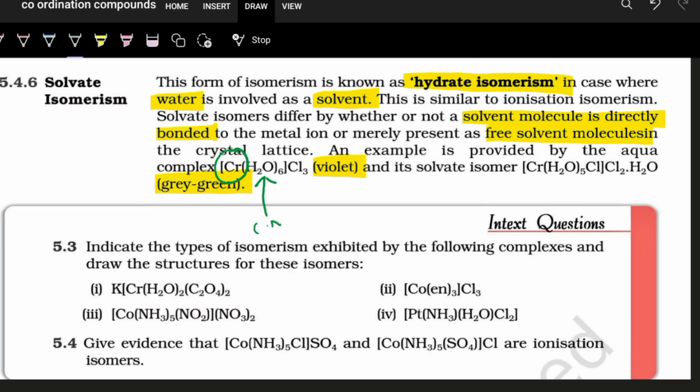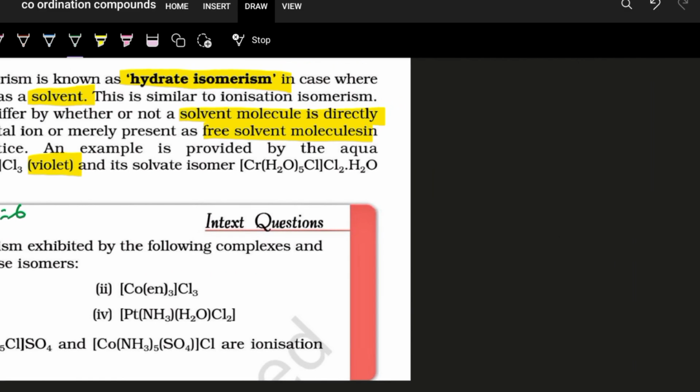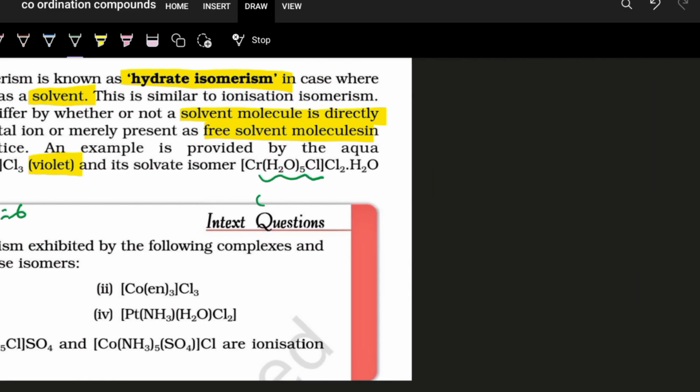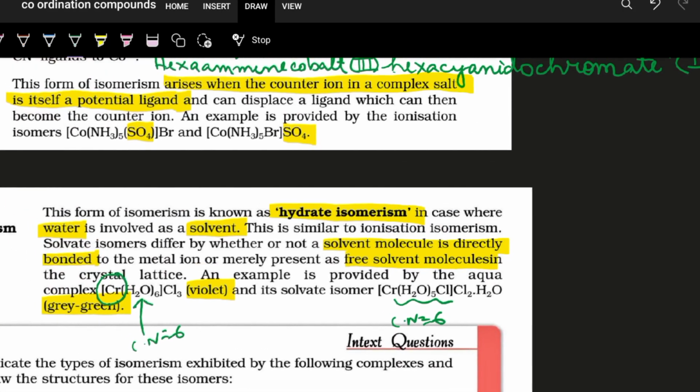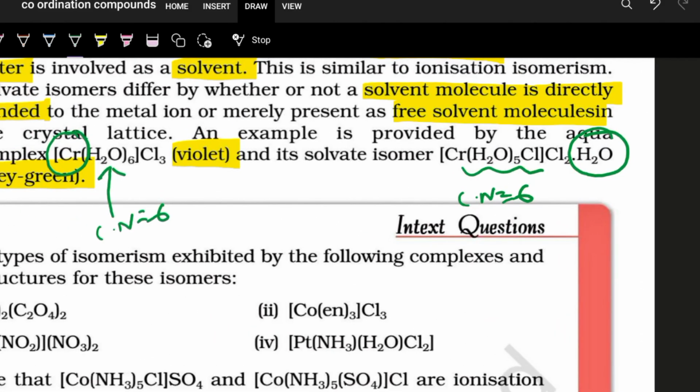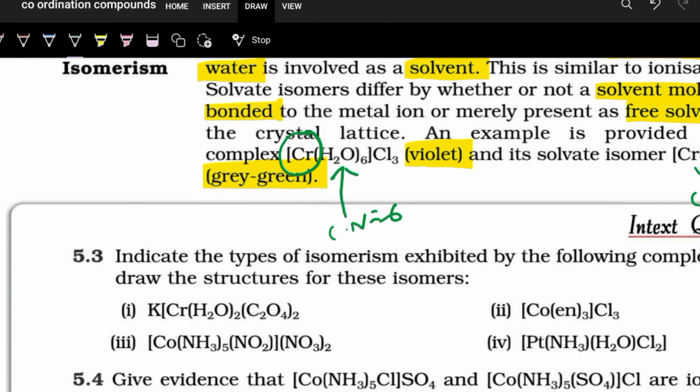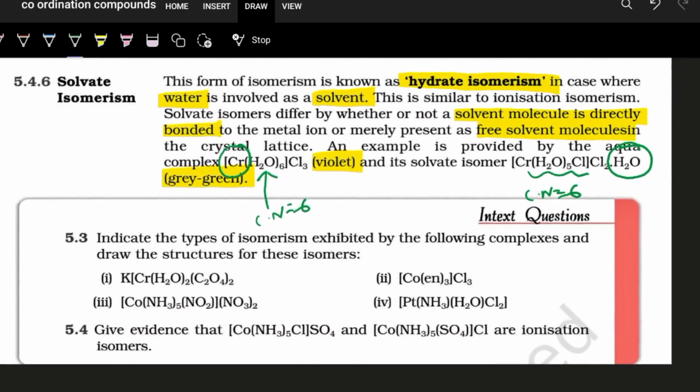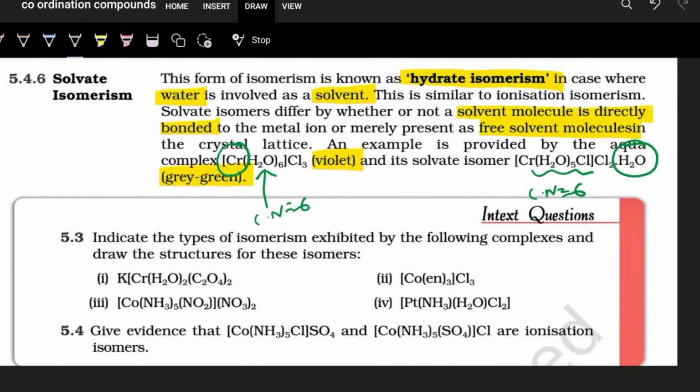And the coordination number is also equal to 6 over here. Over here, the coordination number remains the same. It is 6, but one H2O molecule is present as water of crystallization. It remains in the crystal lattice, but not as a ligand. One molecule remains as a free solvent. So this type of isomerism arises when the solvent gets bonded in a different manner in the crystal lattice.